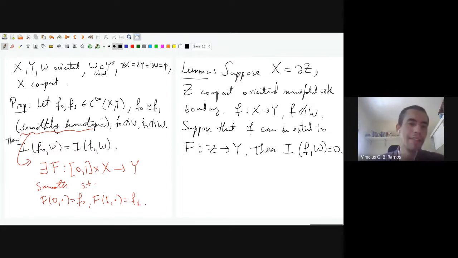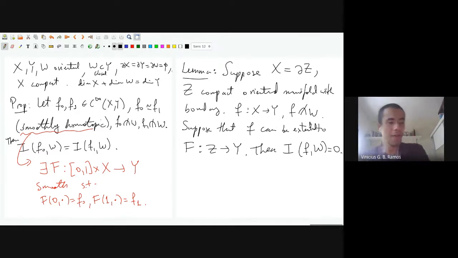I guess I forgot to say that I'm also assuming, for these intersection numbers to even be defined, that the dimension of X plus the dimension of W is equal to the dimension of Y. So I'm using the letters consistently. I'm not changing the meaning of a specific letter. Now I picked some different kind of manifold, which is Z, and I'm saying what it satisfies. What this is saying is if I have a function that's transverse to W, and I can extend the function to some manifold whose boundary is X, then their intersection number has to be 0.